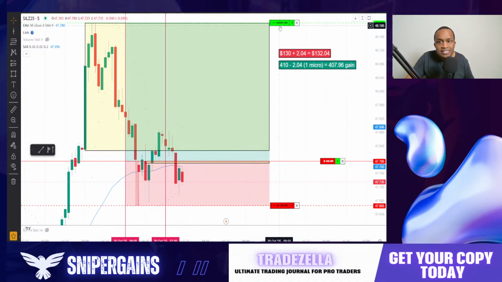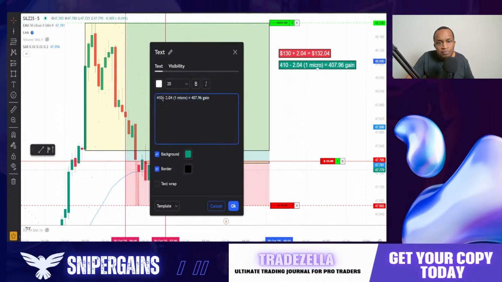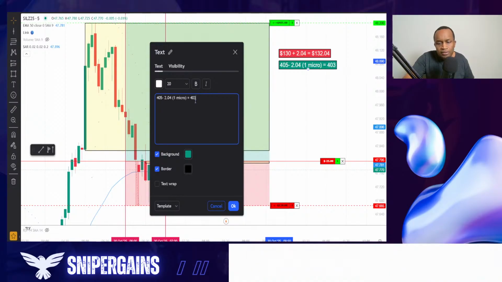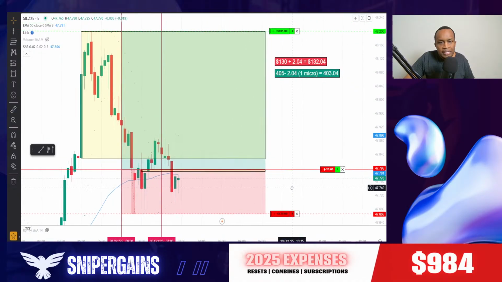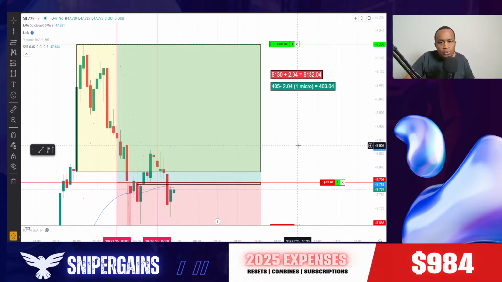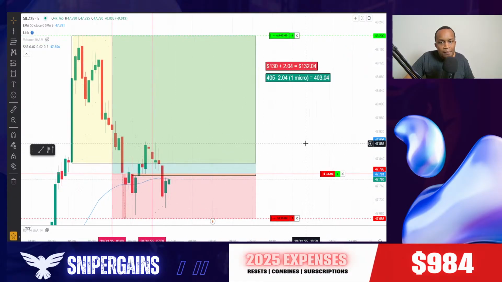So in this case, that would be 405, and then 405 minus 204, that's like 403.04. So still pretty good. I'll be happy with that if it worked out. But the key thing is this deep drawdown that happens. It does happen quite some time, and sometimes I'll use a late entry to take advantage of it.